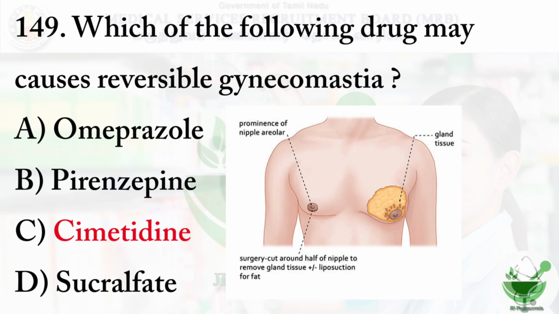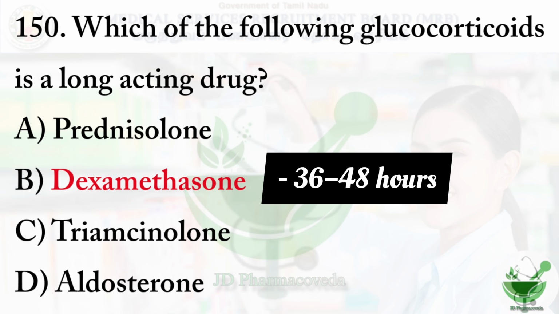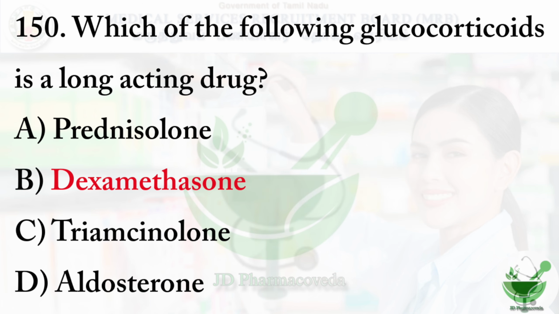Then question number 150. Which of the following glucocorticoids is a long-acting drug? Option A, prednisolone. Option B, dexamethasone. Option C, triamcinolone. Option D, aldosterone. So the right option is option B, dexamethasone. It has 36 to 48 hours of action.